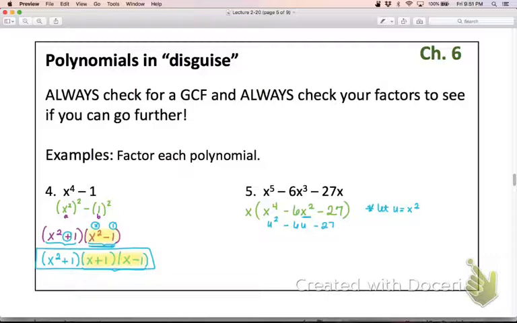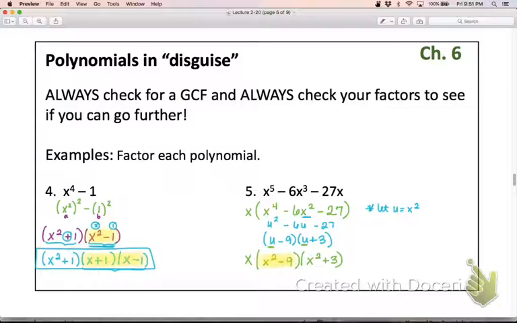So that is going to factor to, let's see, u minus 9 and u plus 3. And now let's put that all back together. So we have x, our GCF from the beginning. And then if I take my u's back out, I have x squared minus 9 and x squared plus 3. And when I do a quick scan of this, I notice that this guy is another difference of squares. A squared minus b squared.